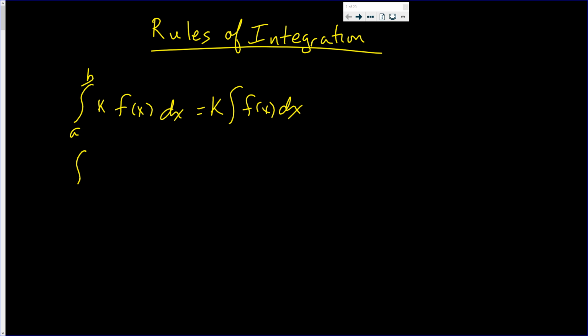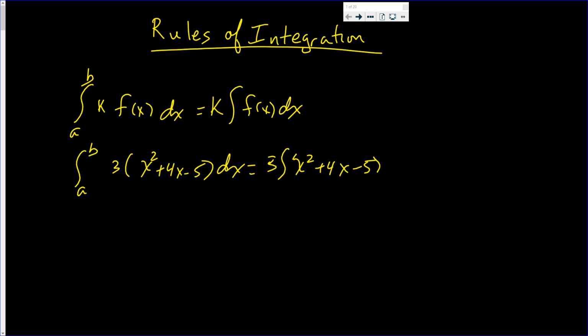In other words, if you have the integral from a to b of 3 times (x^2 + 4x - 5) dx, you can pull out the constant. You can't pull out x's or y's, just a constant. If it's in terms of x's, you can't pull out an x.